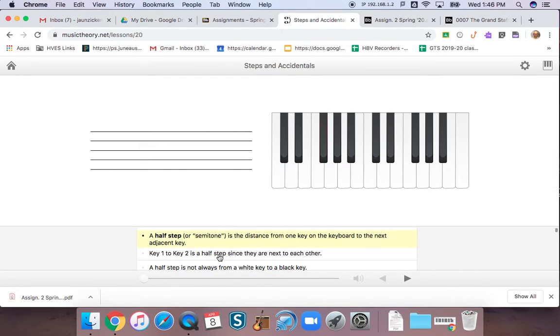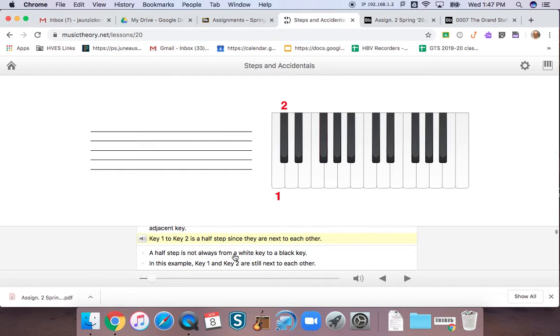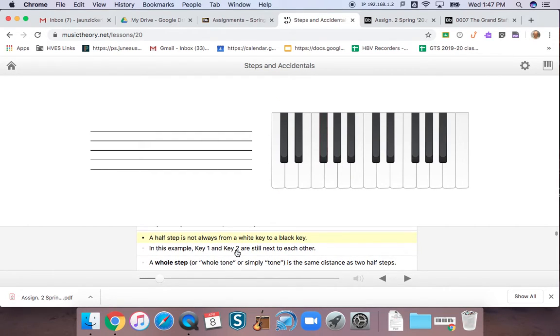Okay, key 1 to key 2 is a half step since they are next to each other. That's the closest you can get. Well, people argue you can do quarter steps, but on a piano you cannot get any closer than that. A half step is not always from a white key to a black key. For example, key 1 and key 2 are still next to each other. They're touching each other, so they're a half step apart.